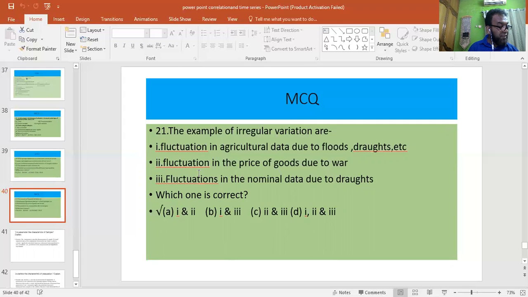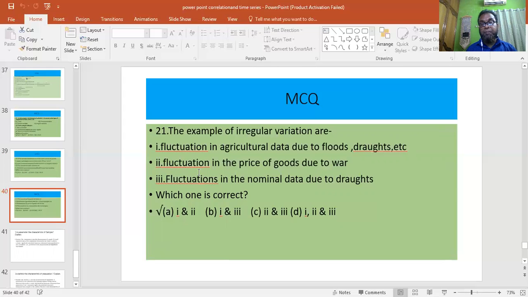The examples of time series are: number 1, the selling amount of a particular grocer's shop in every day. The number of newborn in Bangladesh in each year. The number of students in each class. Which of the following is correct? Number 22. 1 and 2. The number of students in each class is not correct. The selling amount of a particular grocer's shop in every day and the number of newborn in Bangladesh in each year, these two are correct. So correct is 1 and 2.